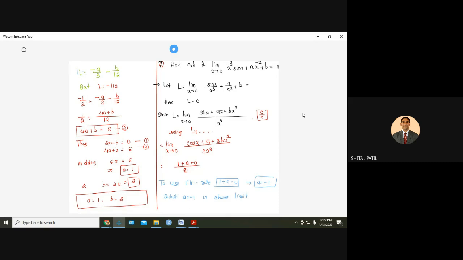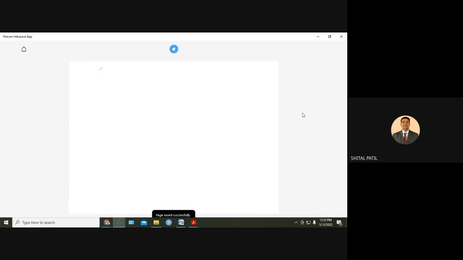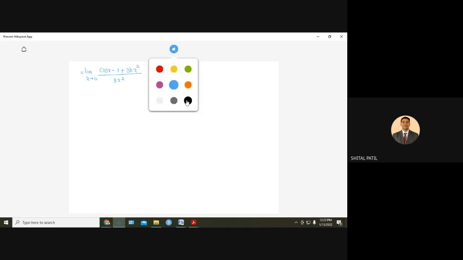So cos x minus 1, plus, I think it was 3bx square, divided by 3x square, limit x tends to 0. Now substitute x equal to 0. So cos of 0 is 1, plus 1 minus 1 will cancel. B equal to 0. So we have 0 by 0 form.